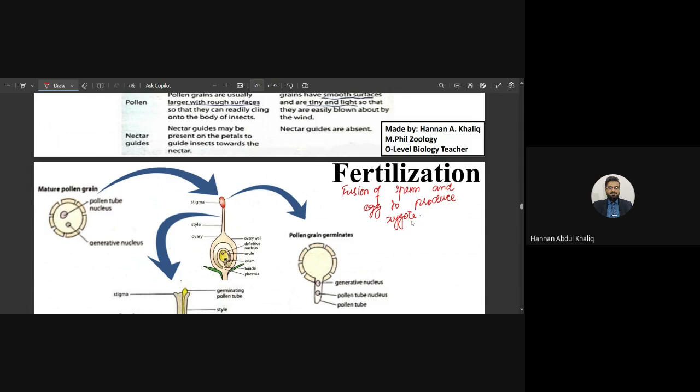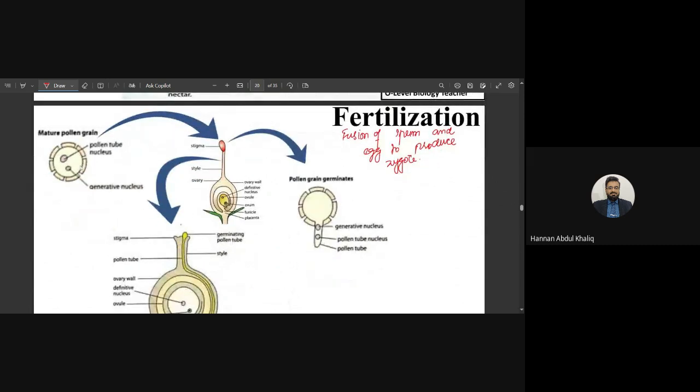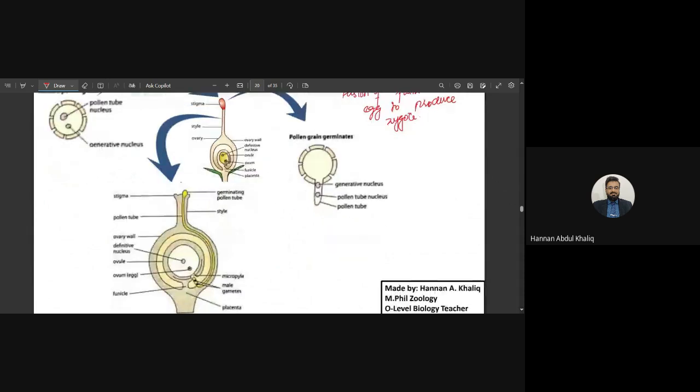To produce zygote. So you can see the pollen is falling on the stigma and the tube is made. This is called the pollen tube. It is using the sugar, performing respiration. The pollen tube would be grown. Remember, the pollen tube would not enter straight into the ovule.